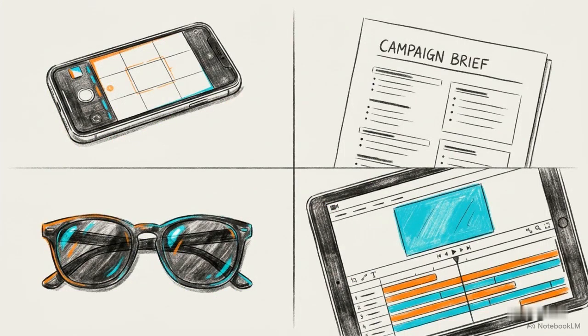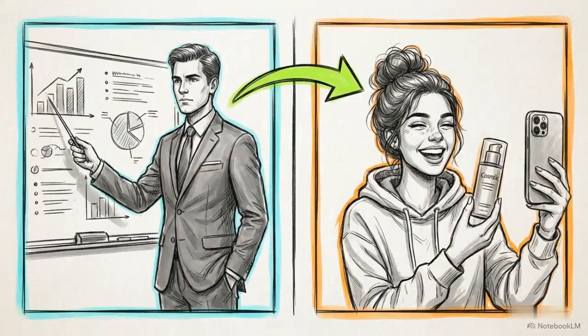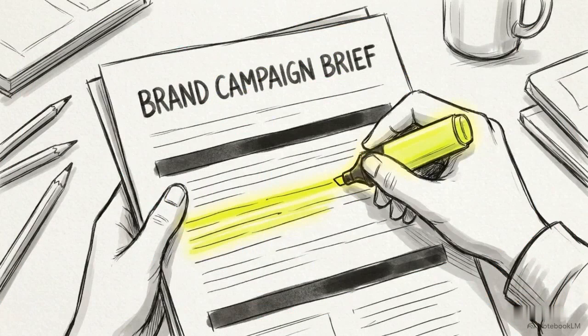To execute this, you only need 4 things: the brand's brief, a smartphone, a clear understanding of your style, and a basic video editing app. Mastering this specific workflow separates an ignored, corporate-sounding post from a high-converting hit. Let's get started. Step 1 is to review the brief.